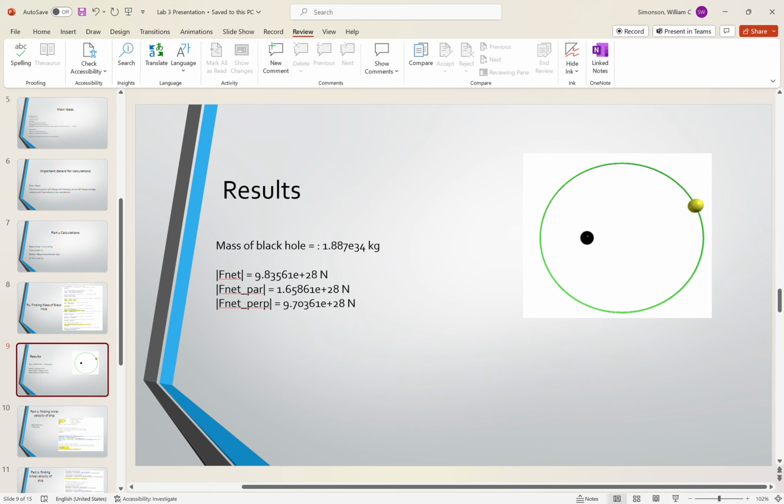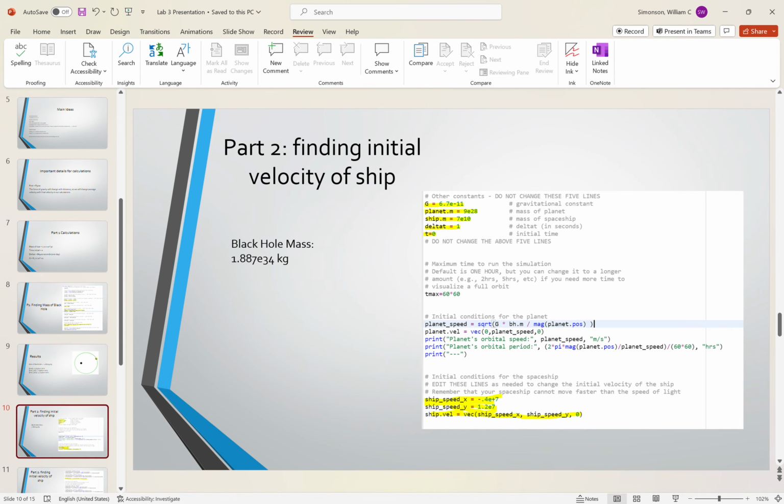For results, we found the mass of the black hole to be about 2 times 10 to the 34th kilograms. And we found these components of the force vector on the star.